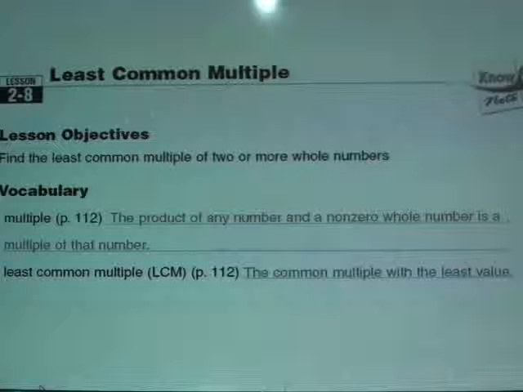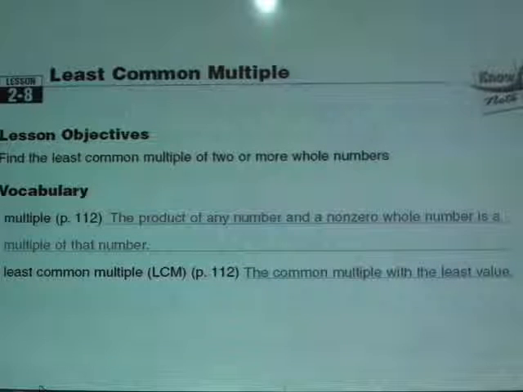Multiple. What is a multiple? A multiple, that's the product of any number and a non-zero whole number, is a multiple of that number. Multiple defined is the product of any number and a non-zero whole number is a multiple of that number.